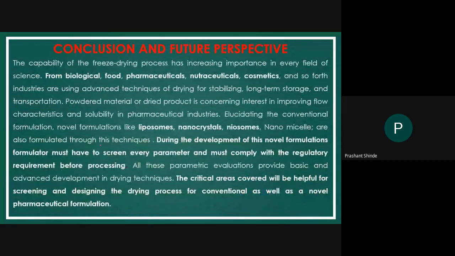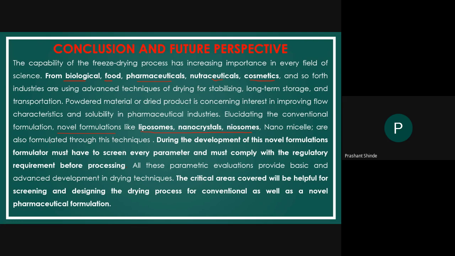Now we will move to the next point, that is conclusion and the future perspective. So we already studied that this freeze drying technique is used in different aspects of industries. That means it is used in the biological industries, food industries, pharmaceutical industries, nutraceuticals industries, as well as the cosmetics industries. Basically in the pharmaceutical field, it is used for the preparation of novel dosage forms, that is liposomes, nanocrystals, neosomes, and nanomycins.